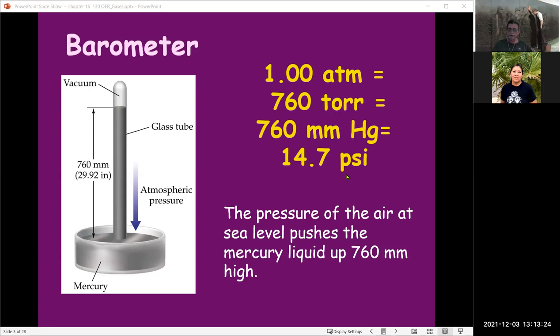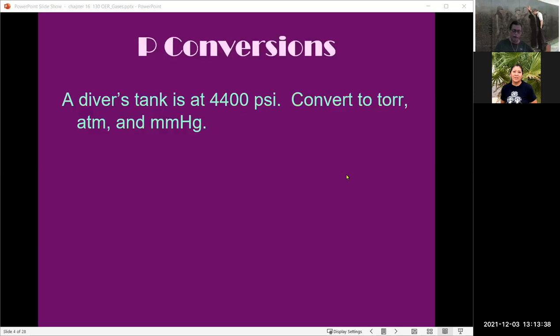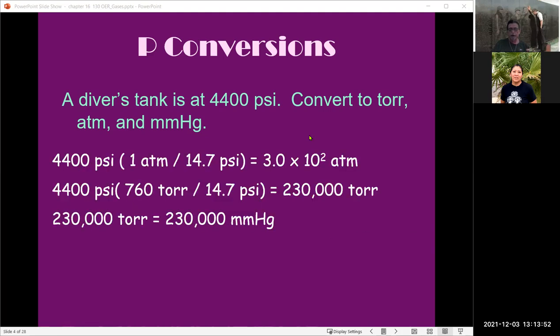Now, there are our conversion factors. 1 atmosphere is equal to 760 torr, or it's equal to 760 millimeters of mercury, or 14.7 psi. Those are ratios, and like we've been dealing with conversion factors, those are ratios that we can utilize. So if you ever have a problem that says you need to convert 44 PSI, pounds per square inch, to torr, to atmosphere, and to millimeters of mercury, we utilize the conversion factors from the previous page. We know that 1 atmosphere is 14.7 PSI.